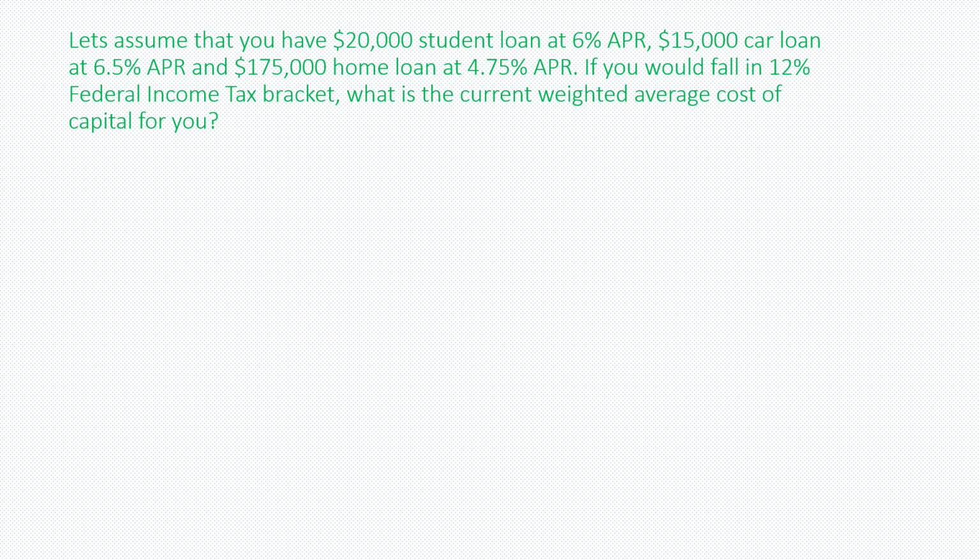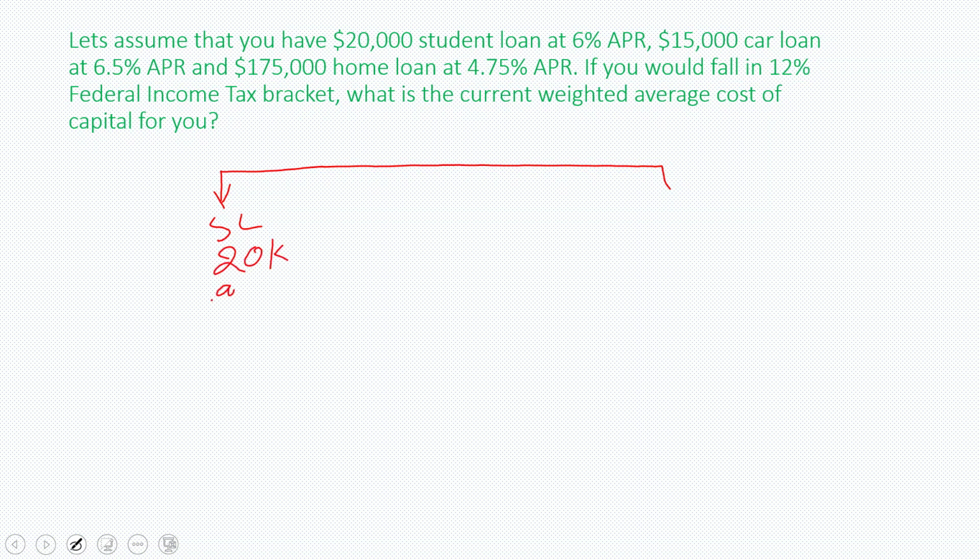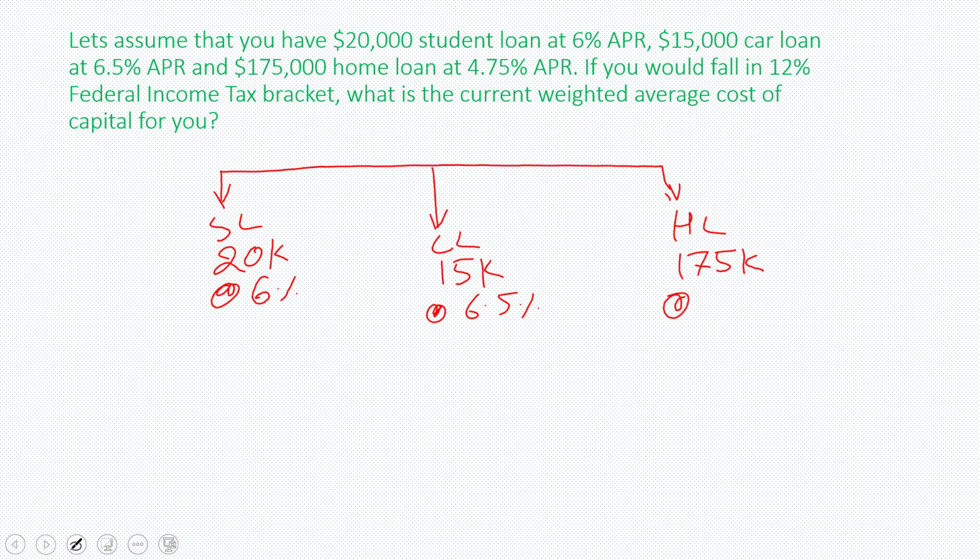Let's look at this problem. In this problem, we assume that you have three kinds of loan. You have a student loan, which is $20,000 at the rate of 6%, and you have a car loan, which is $15,000 at the rate of 6.5%, and you have a home loan, which is $175K at the rate of 4.75% APR. And currently your income tax rate is 12%.